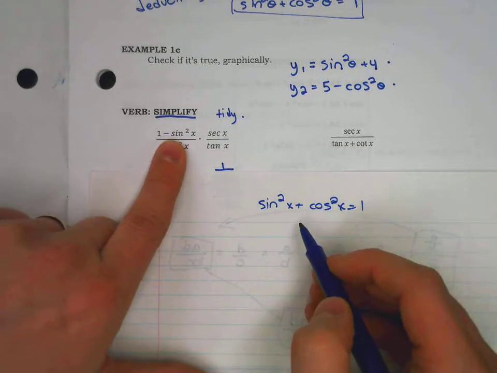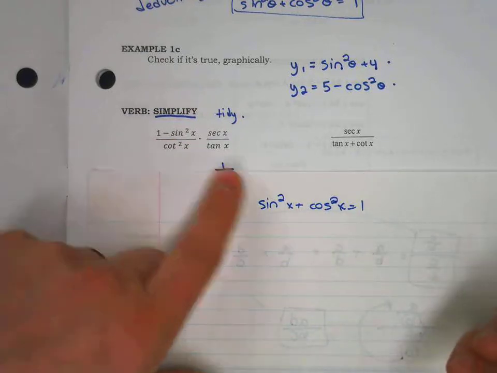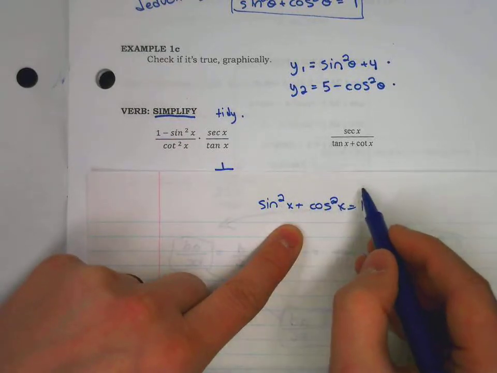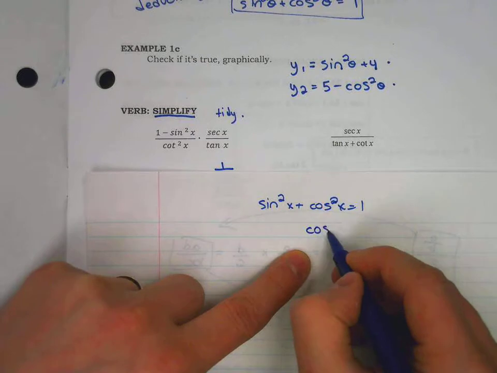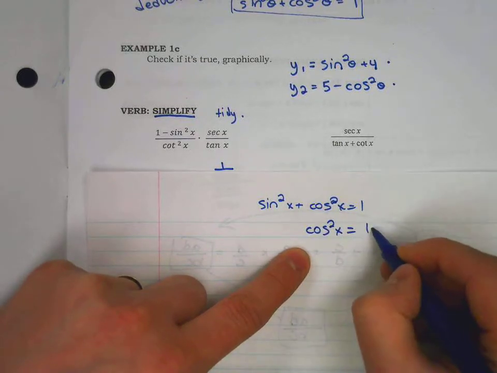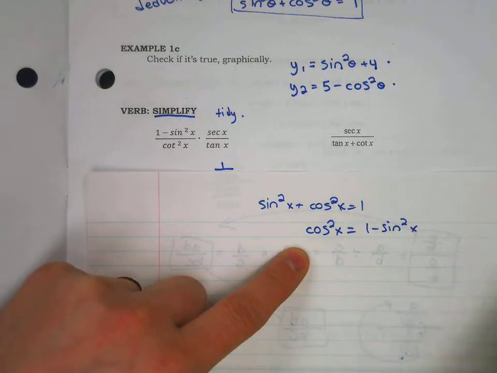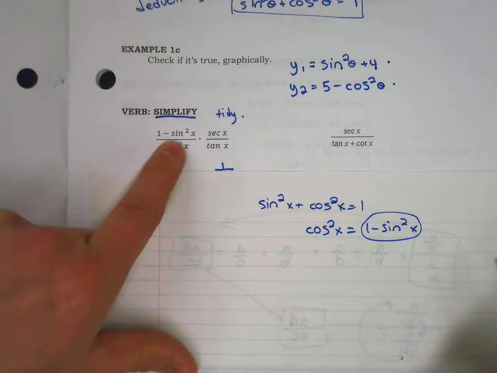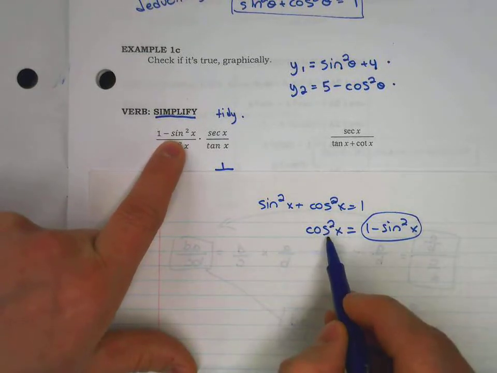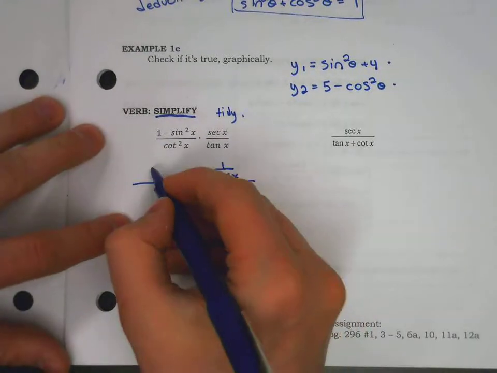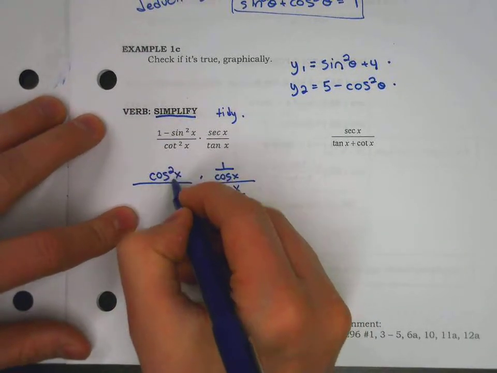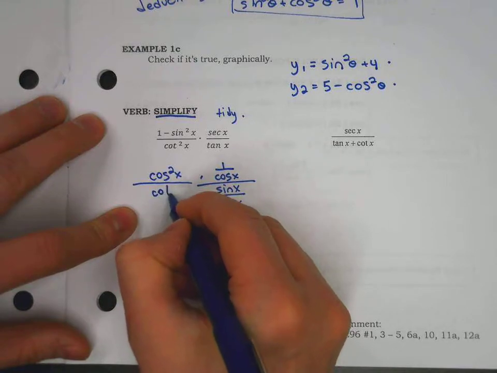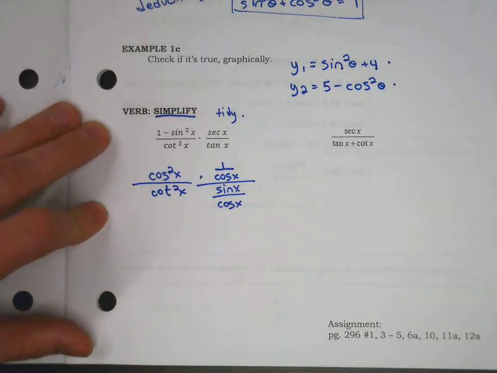If I were to try to make 1 minus sine squared show up in here, I would have to move the sine squared to the right side. So I could say cos squared is 1 minus sine squared. So when I see 1 minus sine squared on the page, I can swap it out with cos squared. So I could now say cos squared over cotangent squared.